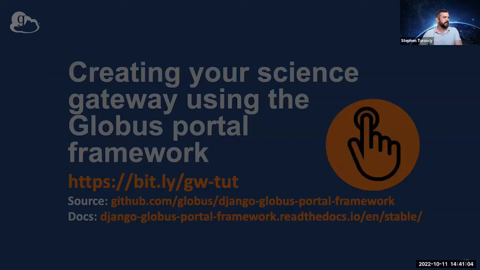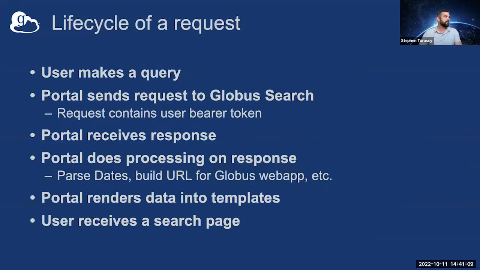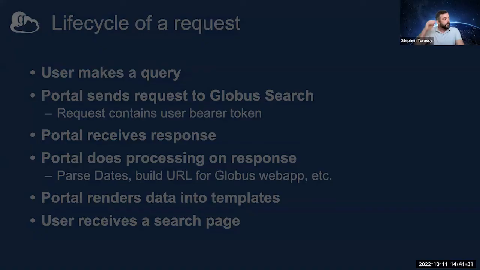Let me go back here real quick. Lifecycle of requests: the user makes a query. The portal sends requests to Globus Search using a bearer token. The portal receives a response. It does the processing on the response: we can parse dates, build URLs for the Globus web app, render the data into templates, and the user receives that search page. So a typical HTTP exchange of requests there.